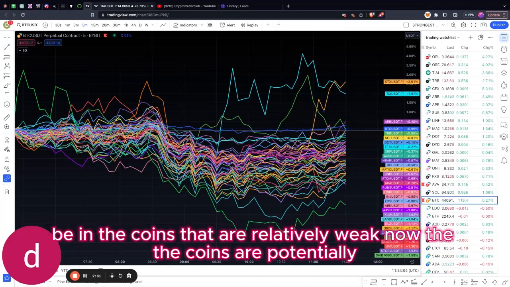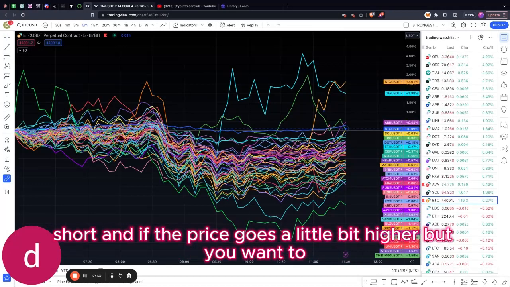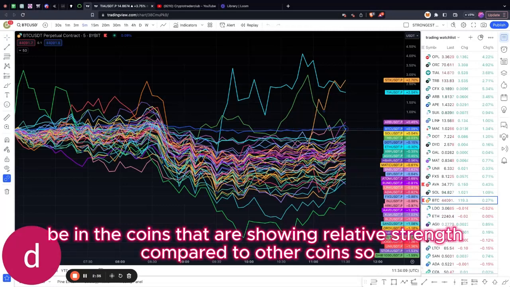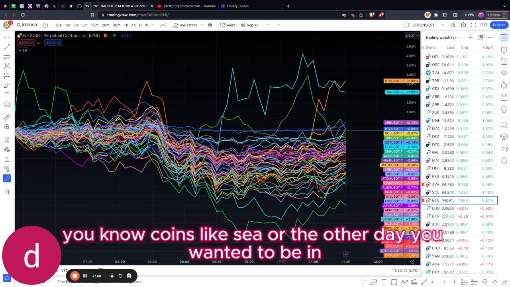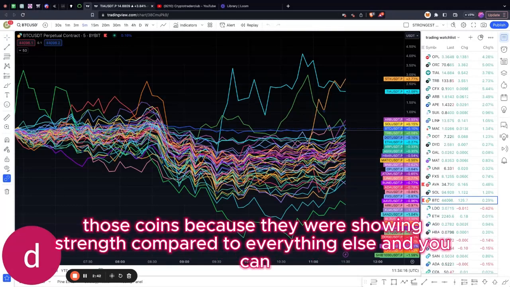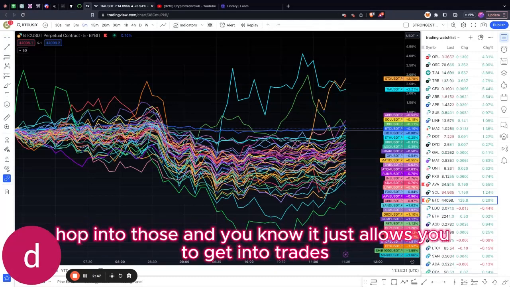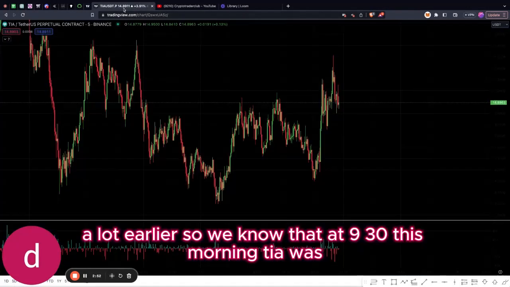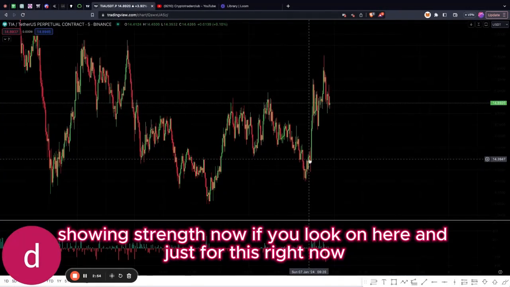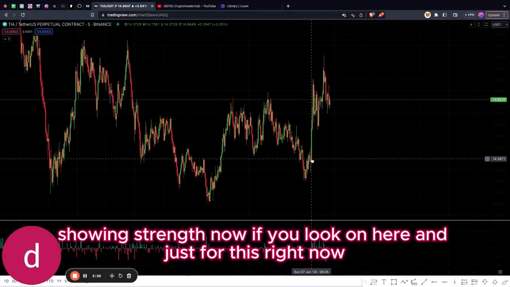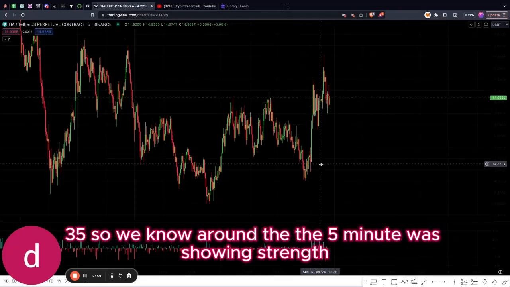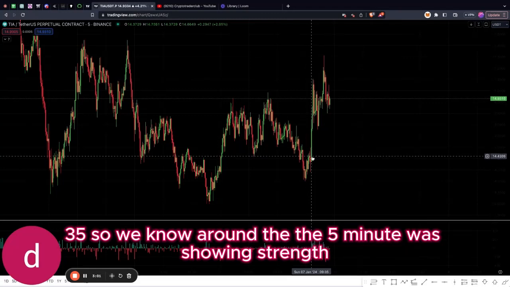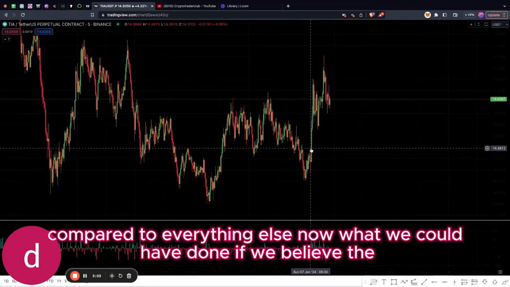No, those are the coins you potentially look at shorting if the price goes a little bit higher. You want to be in the coins that are showing relative strength compared to other coins. Coins like SEI or ENJ the other day, you wanted to be in those because they were showing strength compared to everything else, and you can hop into those and get into trades a lot earlier. So we know that at 9:30 this morning, TIA was showing strength. Just focusing on the 5-minute time frame, this is 9:35, and around this period it was showing strength compared to everything else.